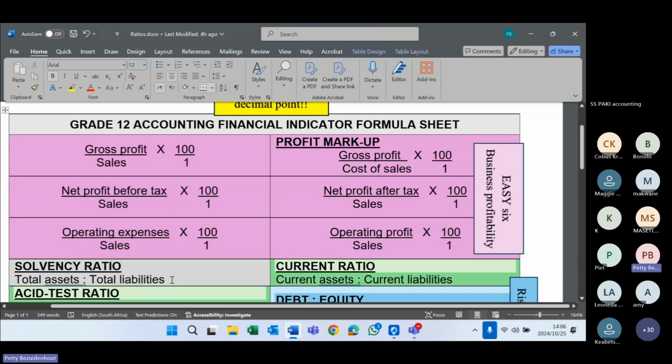And remember, if it's 1 to 1, it's solvent. You can't be very solvent or very insolvent. You're either solvent or insolvent. Yes, you can be in a better financial position, but just remember that.